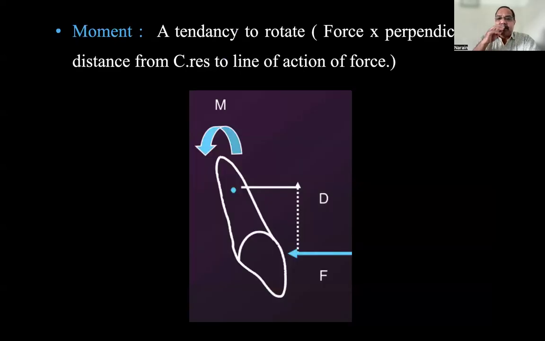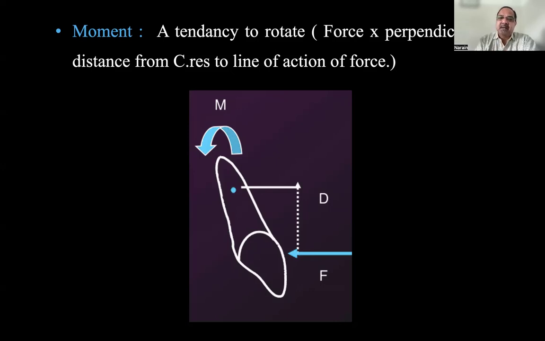A moment is a tendency to rotate. That is, when you apply a force on a body, it tends to rotate. It can rotate in a clockwise direction, then it is called a clockwise moment, and it can also rotate in an anti-clockwise direction, and then it is called an anti-clockwise moment. But if you apply a force right at the center of resistance, then there will not be any moment. That is called zero moment.